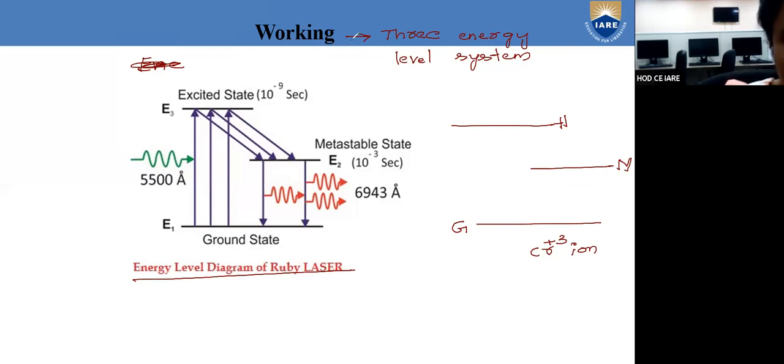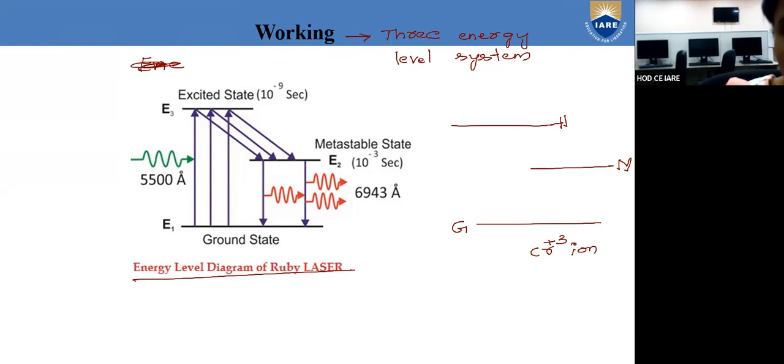So here basically we are going to explain the working of ruby laser using three energy levels. That's why we say that it is an example of a three energy level system. It consists of three active energy levels. What is the main material which is going to give us laser light? Chromium ion. In the chromium ion we have three energy levels. One is the ground state, another is the metastable state, and the other is the higher excited state. What is the metastable state? We know that the metastable state is the excited state which has a long lifetime. And what about the higher state? The higher state lifetime is very, very less. So are you able to understand, students?